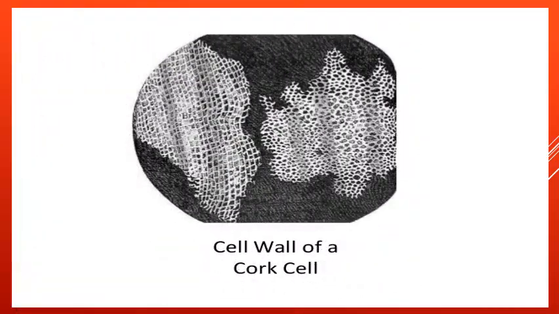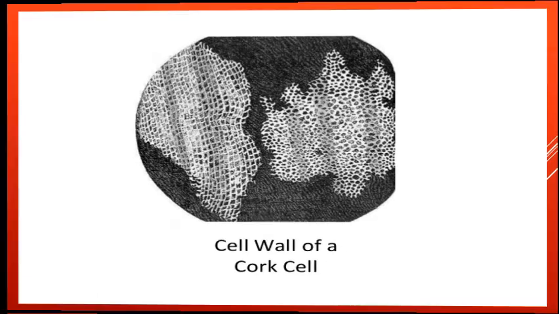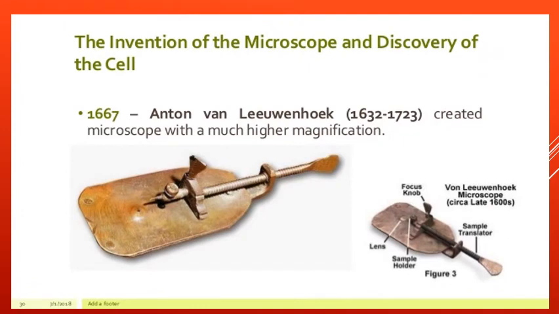Another thing, see this one, what Robert Hooke saw in the microscope. This is the cell wall of a cork cell. Now, the next scientist, in 1667, Anton van Leeuwenhoek again modified the microscope which Zacharias Janssen and Robert Hooke had made, and he created a microscope with a much higher magnification. See this picture in this slide, the microscope which Anton van Leeuwenhoek had made. See how beautiful it is and how creative these persons were.